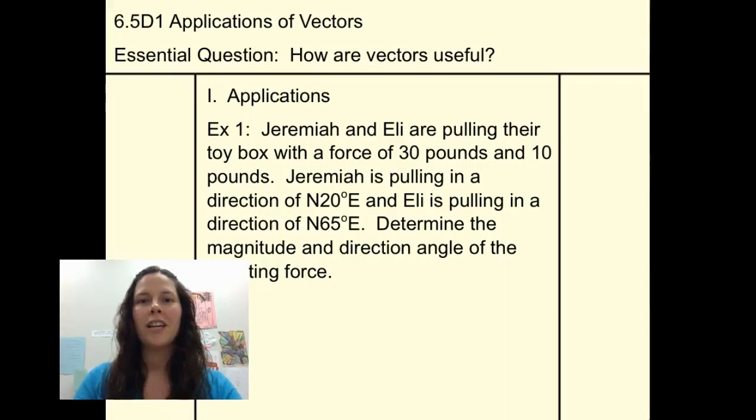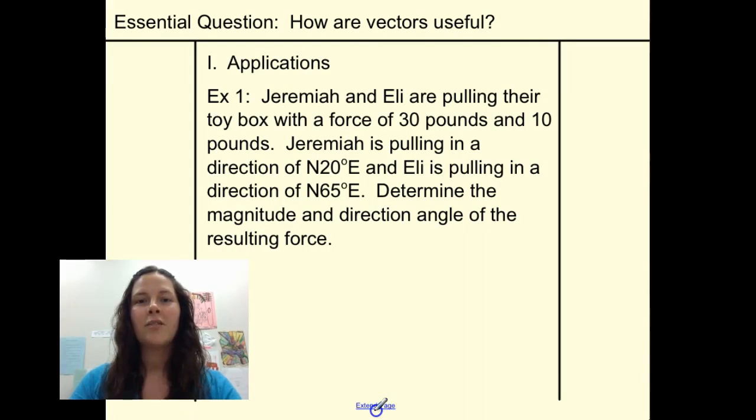Now we're going to take a look at applications of vectors, which is everybody's favorite, word problems. Vectors have really useful applications when we're talking about the force on an object or the force of an object. So our first example is Jeremiah and Eli are both tugging on the toy box with different force and in slightly different directions. Our question is, what is the resulting force on the toy box?